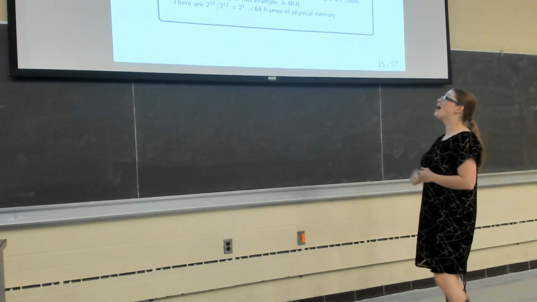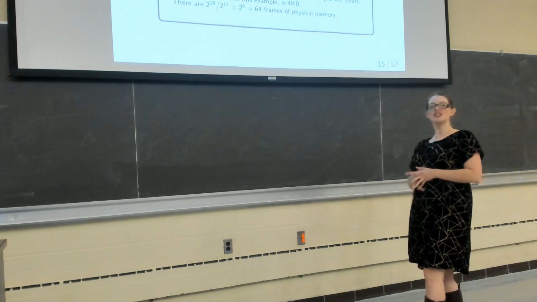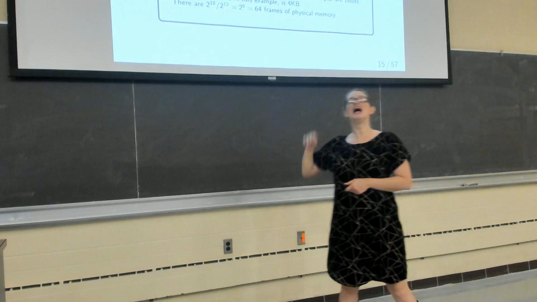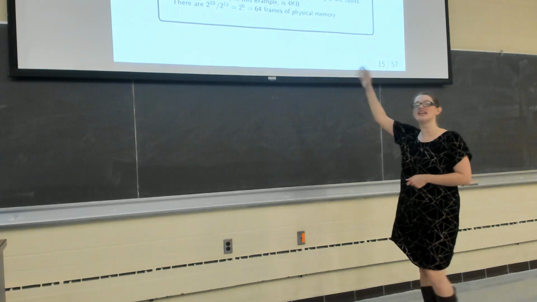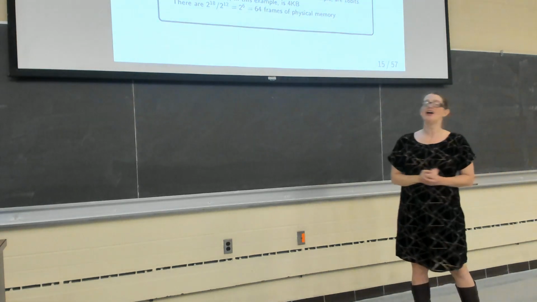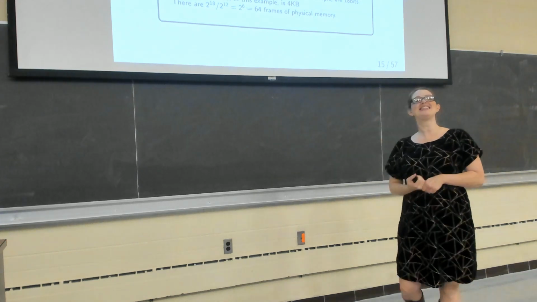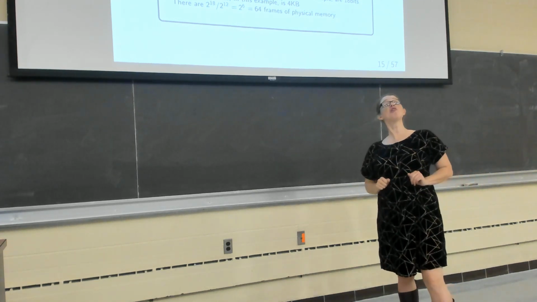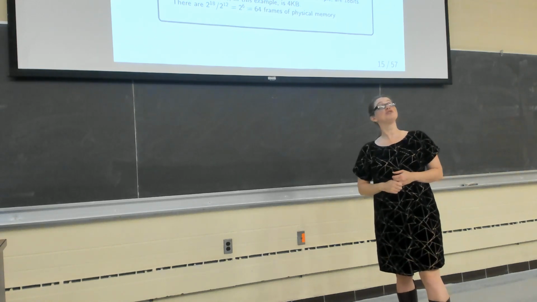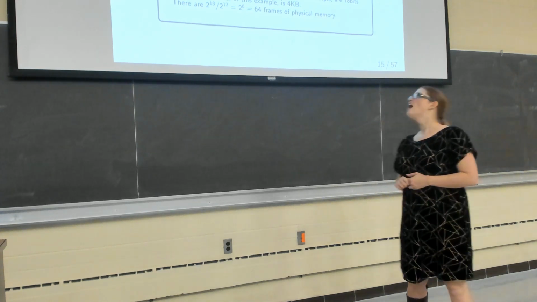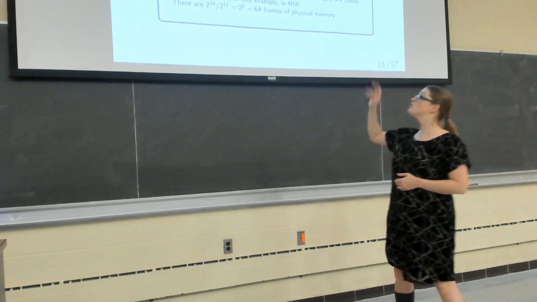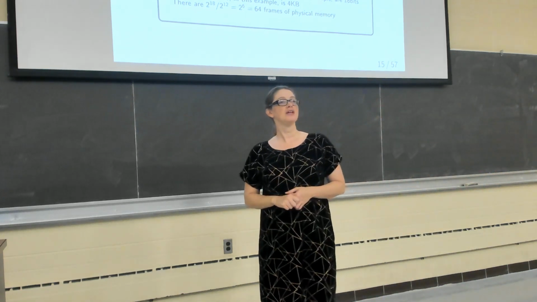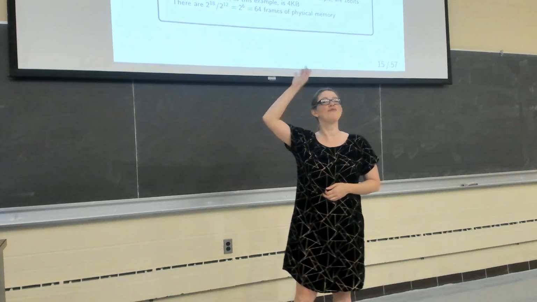Then in order to figure out how many frames of physical memory I have, I take the size of physical memory, I divide it by the frame size, and that tells me how many frames there are. So I have 2 to the power of 18 bytes of physical memory. Thing to memorize, 4 kilobytes is also 2 to the power of 12 bytes. So I divide 2 to the 18 by 2 to the 12 gives me 2 to the 6, 64 frames. So now I've logically divided my physical memory.